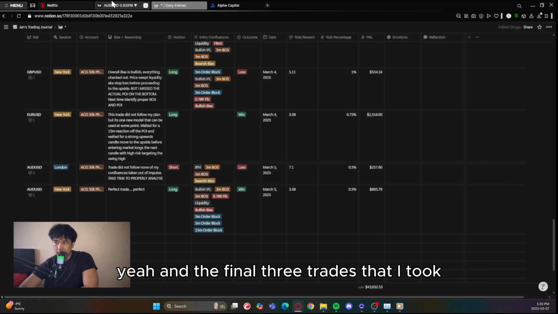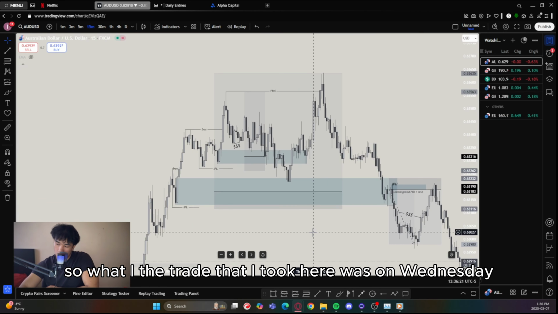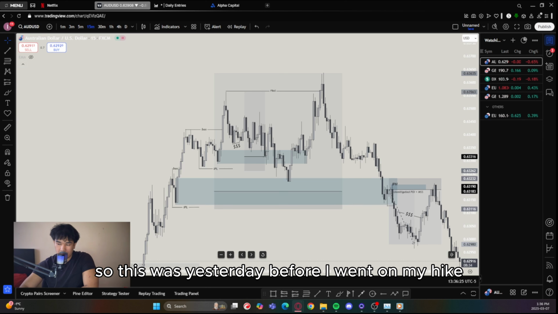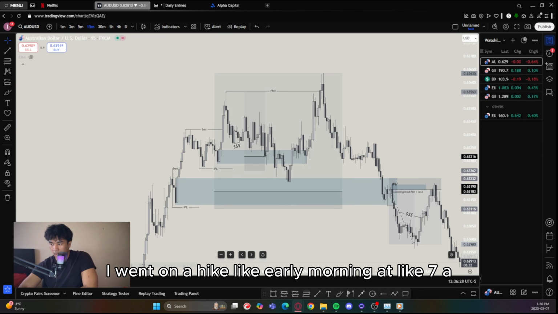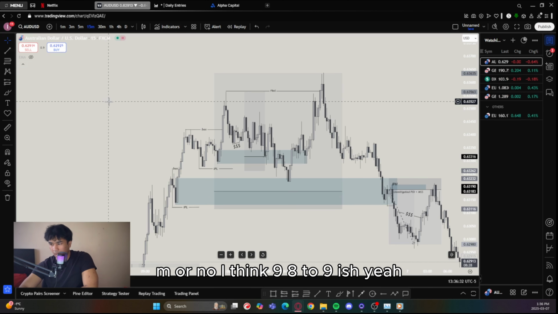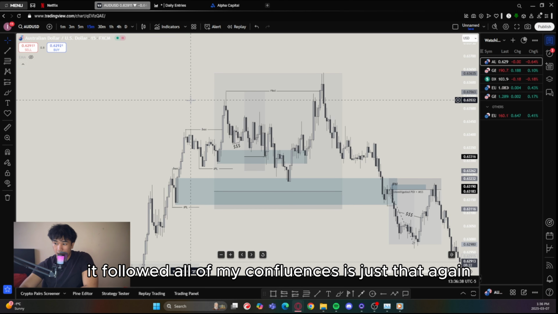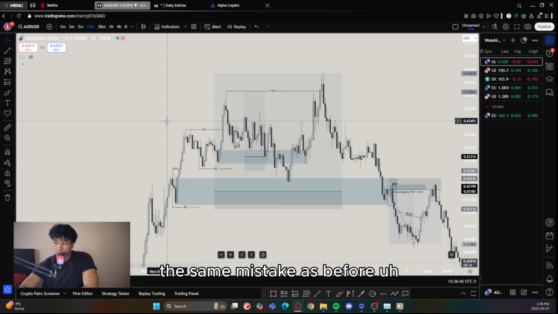And the final 3 trades that I took. So the trade that I took here was on Wednesday. So this was yesterday before I went on my hike. I went on a hike early morning at like 7 a.m. or no, I think 8 to 9 ish. But this trade was a really good trade. It followed all of my confluences. It's just that, again, the same mistake as before.